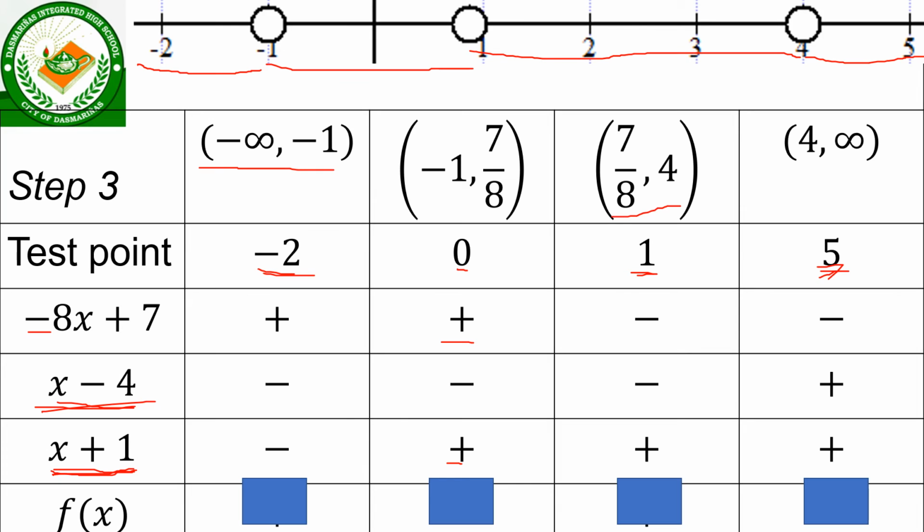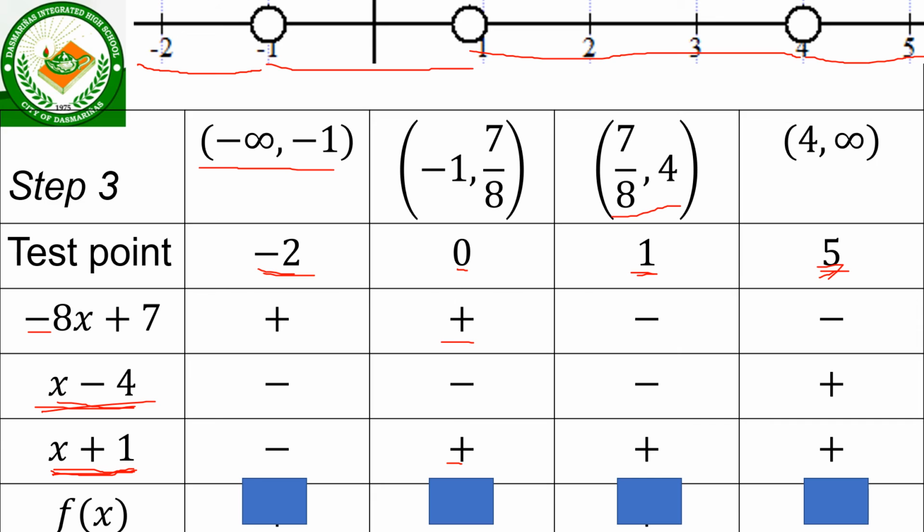How about for f of x? What do you mean by f of x? If you're going to recall, negative 8x plus 7 will be divided by x minus 4 multiplied by x plus 1. Or in other words, we must just multiply the signs of these. Okay, that is what we are going to do. Multiply the sign.